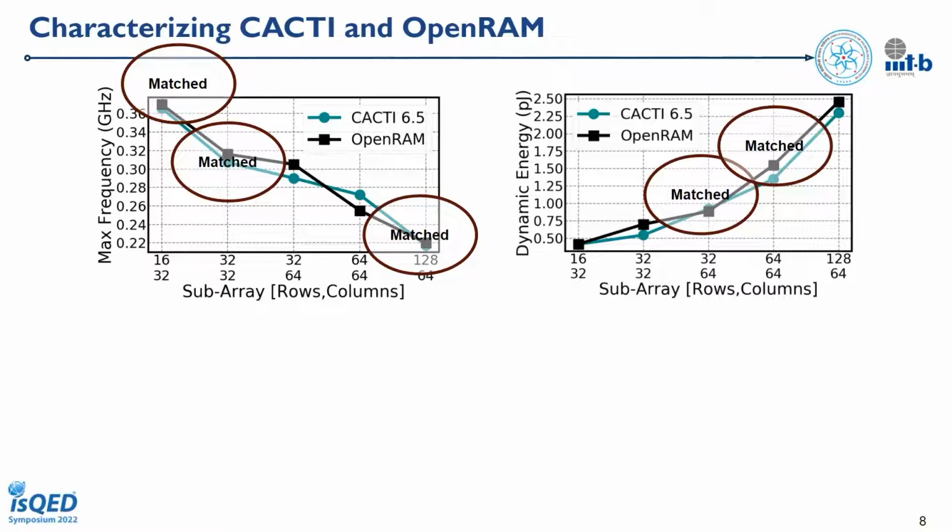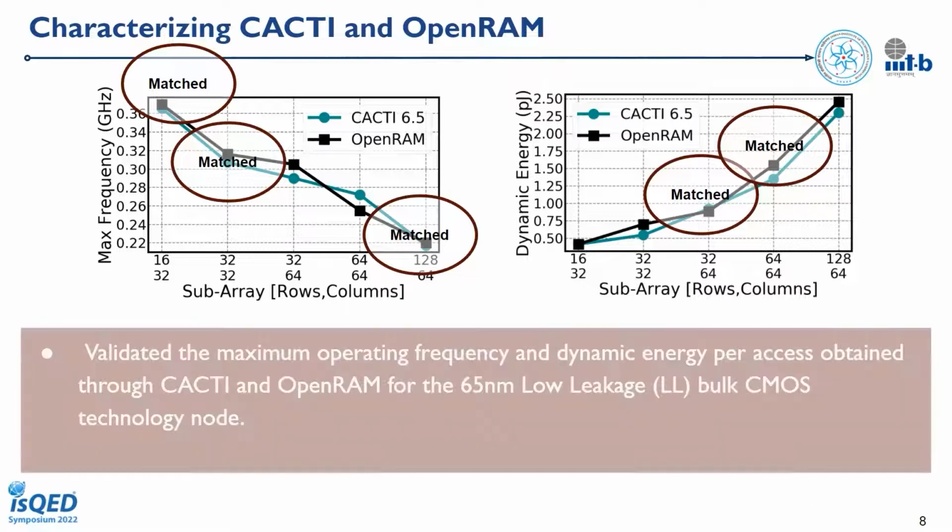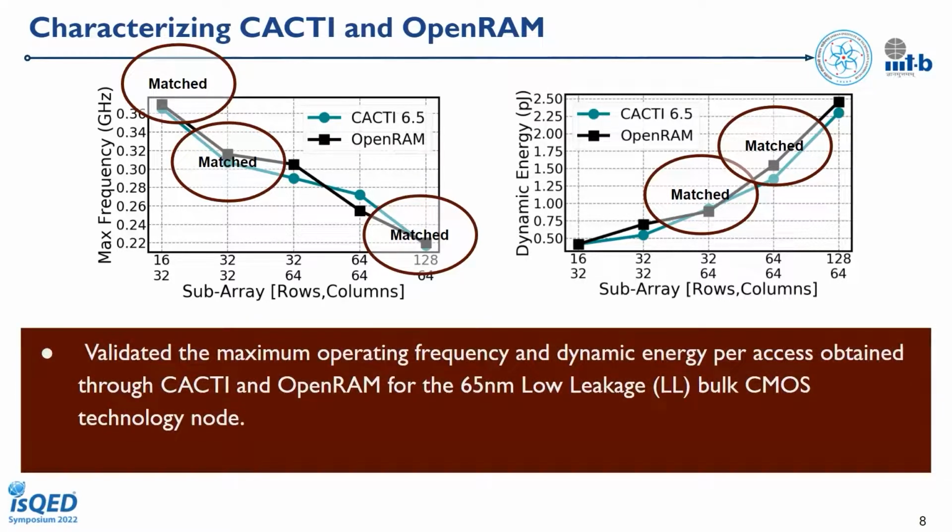Further, both the tools give the same trend in dynamic energy, where the dynamic energy per access increases on increasing the number of rows or columns, as shown in the figure. Hence, we have validated the maximum operating frequency and dynamic energy per access obtained through CACTI and Open RAM for the 65 nanometer bulk CMOS technology node.